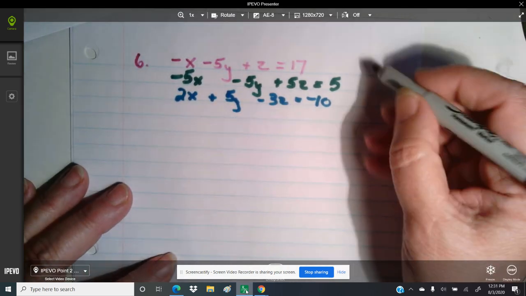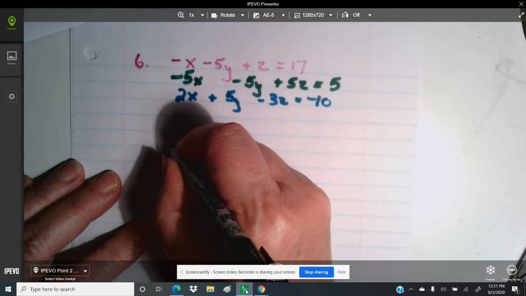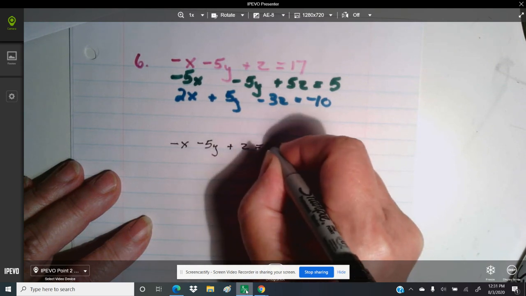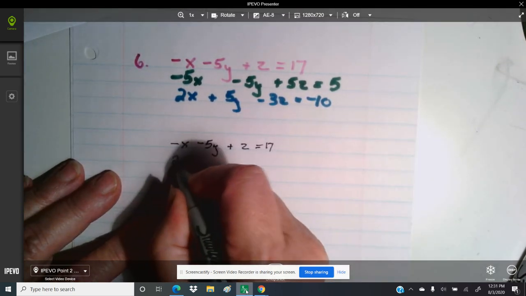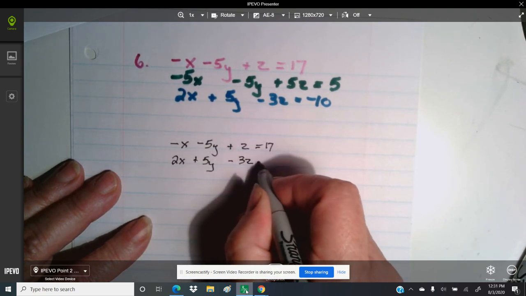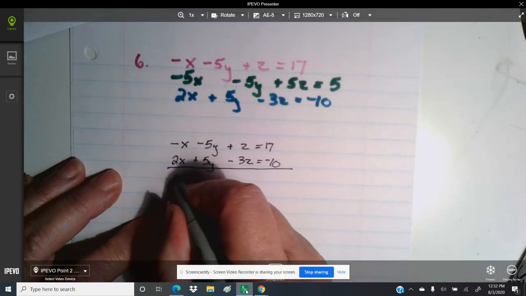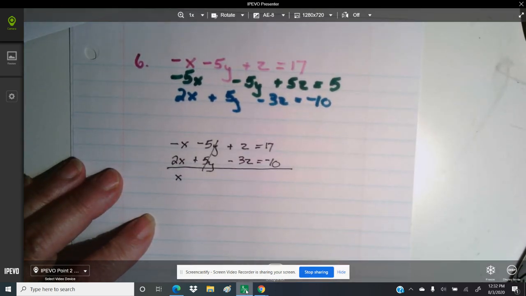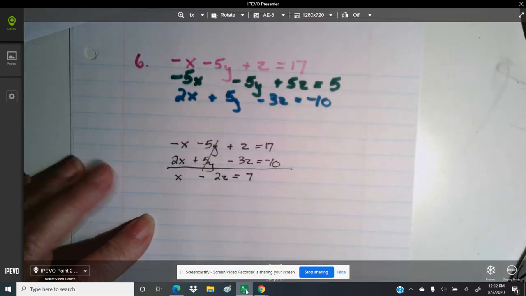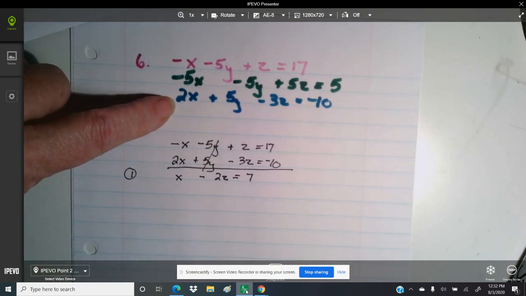Now I'm going to start with equation 1, the pink equation, and the blue equation. I'm going to put those two together. So if I have minus x minus 5y plus z equals 17, and to that, I'm going to add the equation 2x plus 5y minus 3z equals negative 10. When I add these equations, I'm going to get x. These terms, of course, are going to cancel out. I'll have x minus 2z equals 7. So now I have one equation here that has two variables, and I used equation 1 and equation 2.